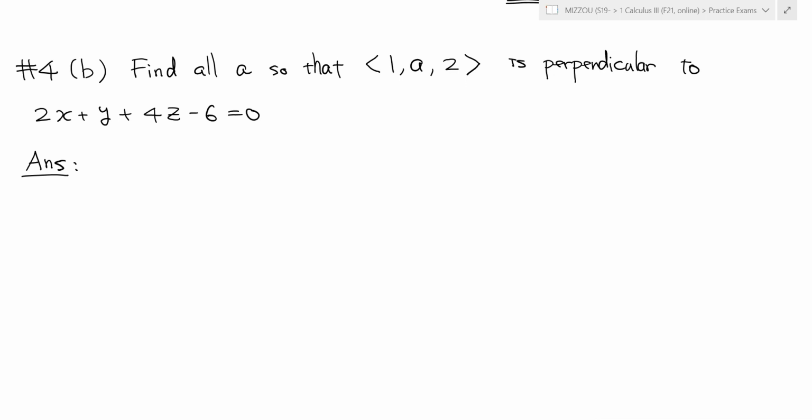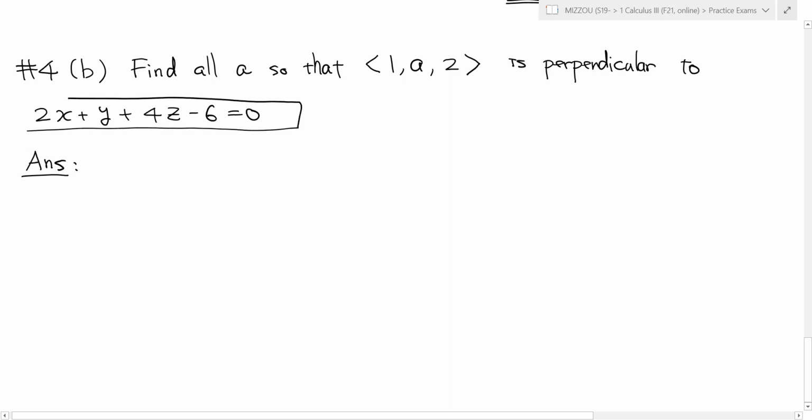Problem number 4, part B. Find all numbers a so that this vector (1, a, 2) is perpendicular to the plane given this way. What does that mean? Well, this means this, right? So you have a plane.